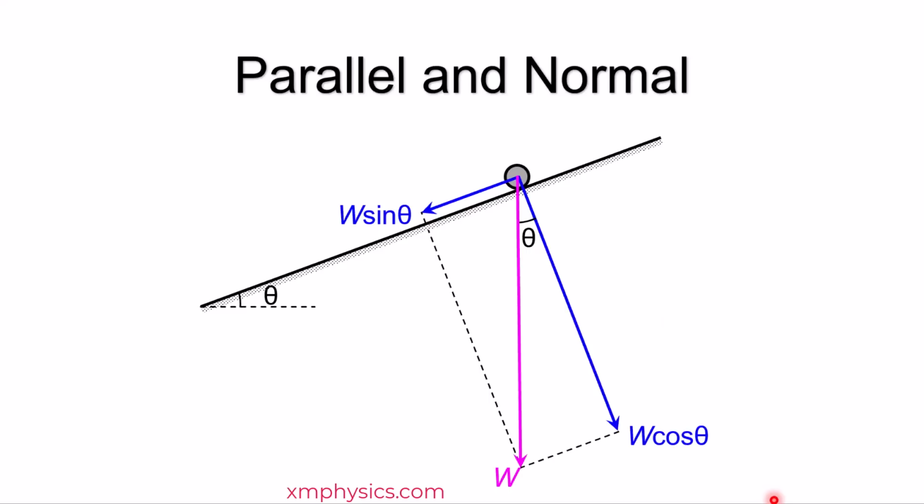Now resolving vectors is a very basic skill in A-level physics. So make sure you can wrap the rectangle properly and then work out the two sides.